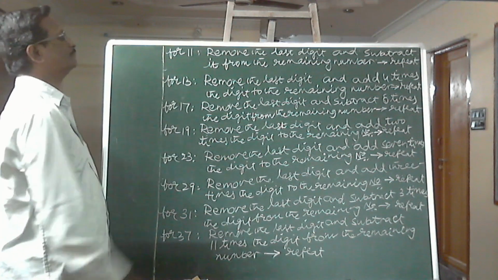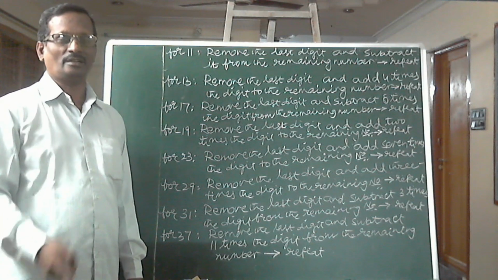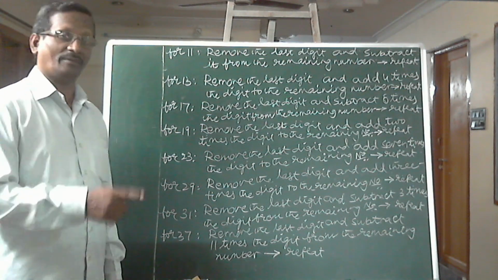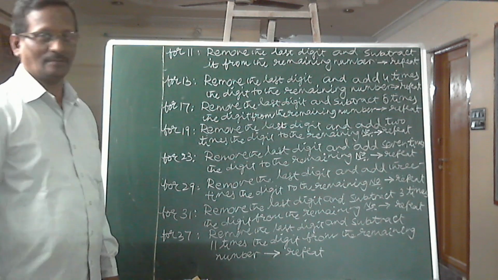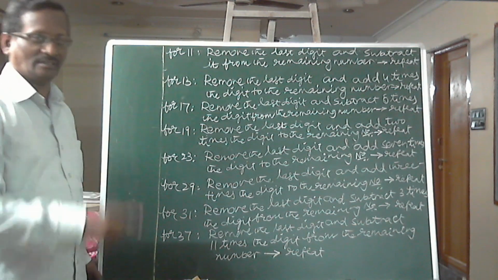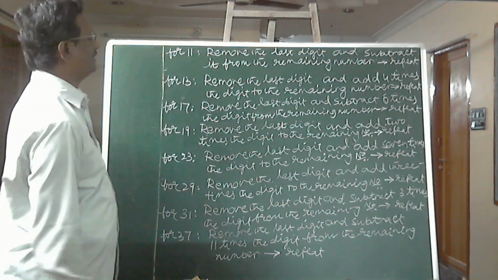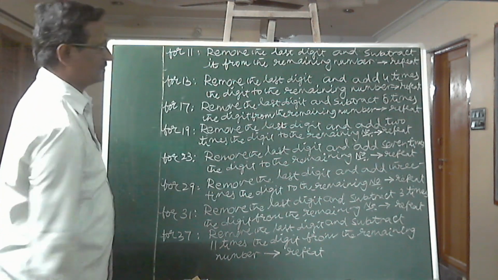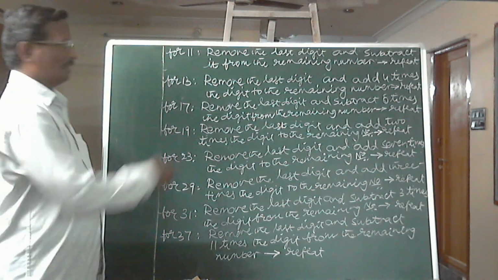Next, for 13, remove the last digit and add 4 times the last digit, and repeat the same process till we get a smaller number or a two-digit number so that we can tell orally whether it is divisible by 13 or not. Divisibility rule for 17: remove the last digit and subtract 5 times the last digit from the remaining number. Repeat the same process.